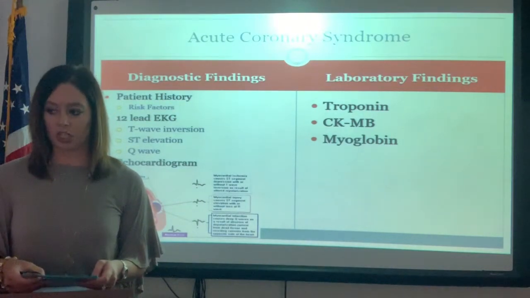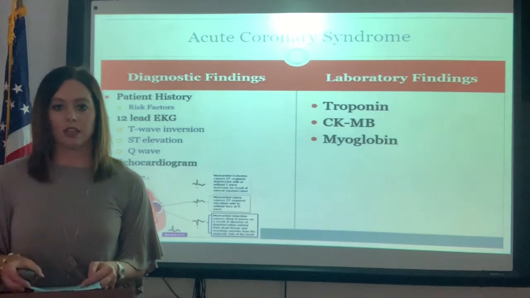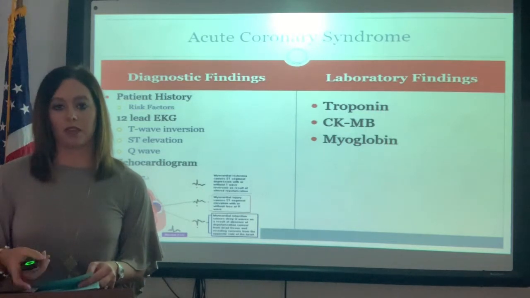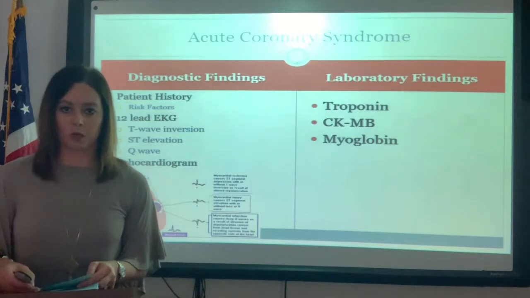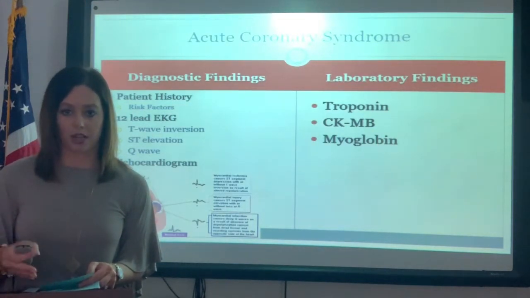A 12-lead EKG will be extremely helpful in assisting in ruling out an MI. Your expected EKG changes include T-wave inversion, ST elevation, and presence of a Q wave. The presence of a Q wave normally means that their acute coronary syndrome has happened a few days prior.